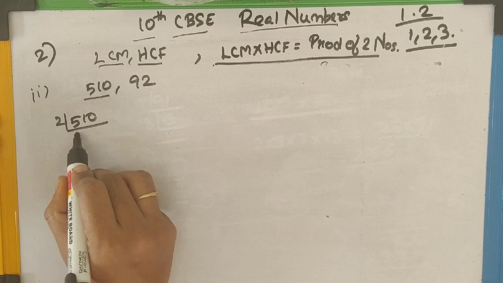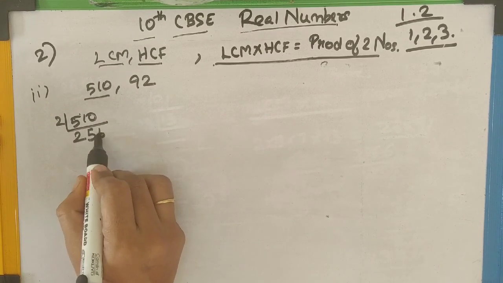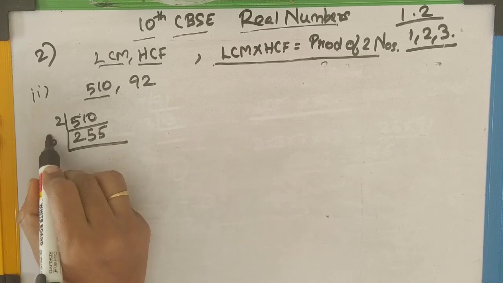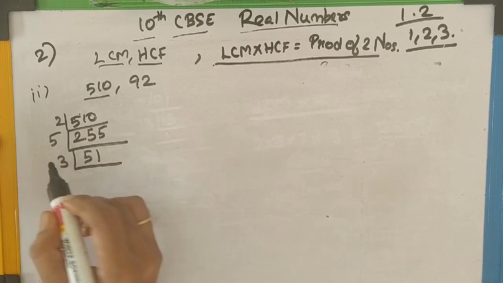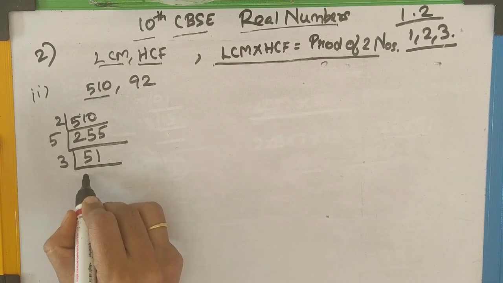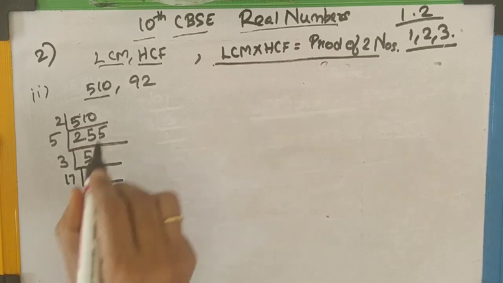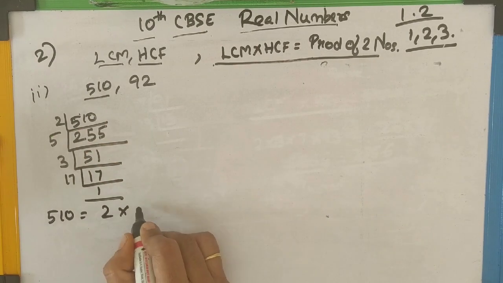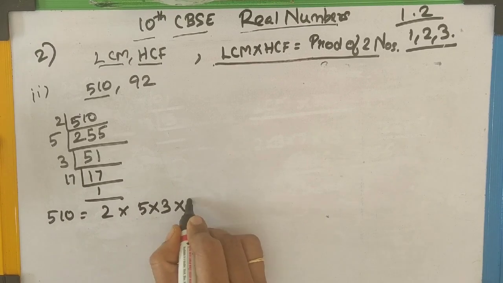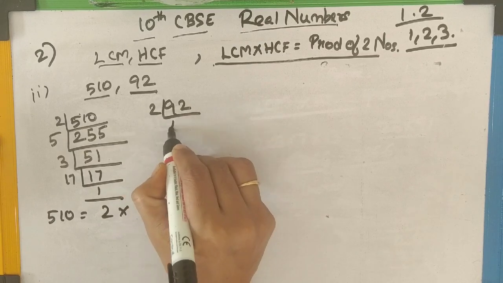Okay. Now let's prove the same for another set of numbers, that is 510 and 92. Let me find the factors of 510. 510 is divisible by 2, I get 255. Then I divide it by 5, I get 51. Then I divide it by 3, I get 17. 17 is a prime number, so I am going to end it with that. I am writing the prime factors of 510, that is 2 into 5 into 3 into 17.